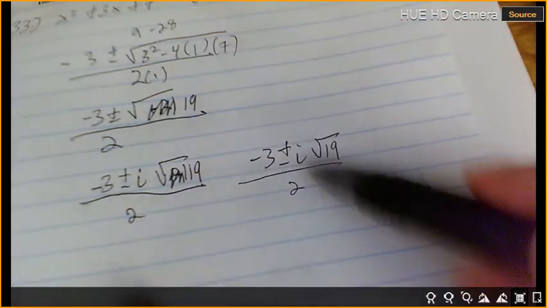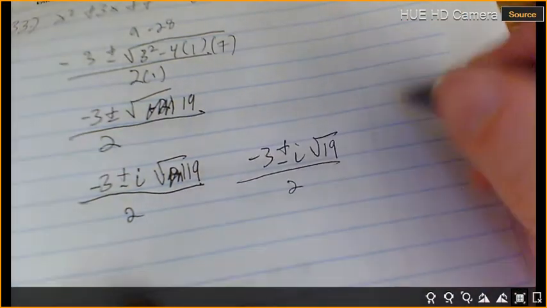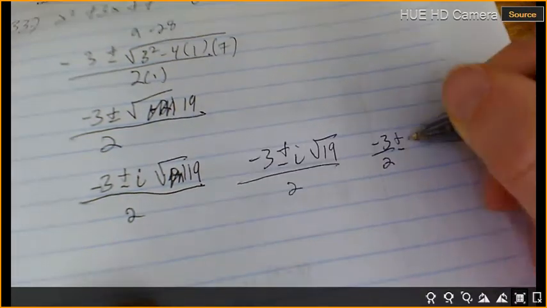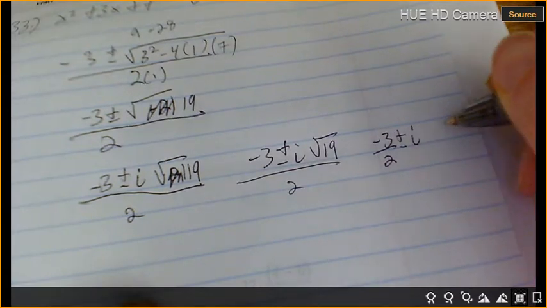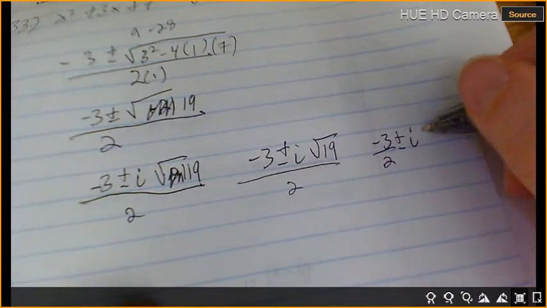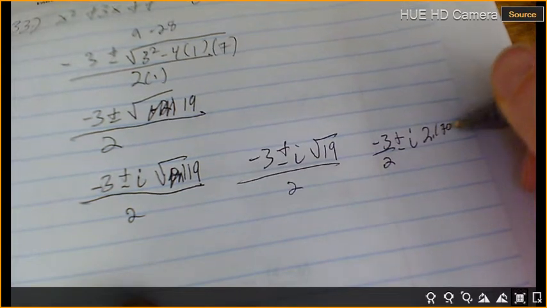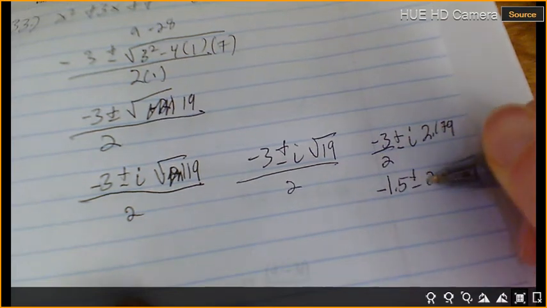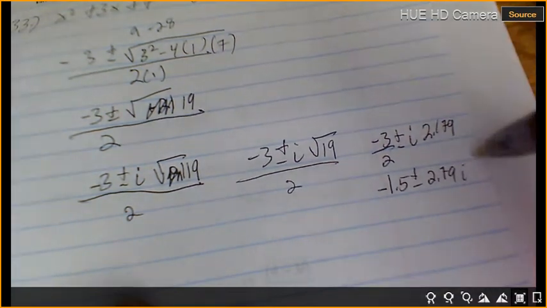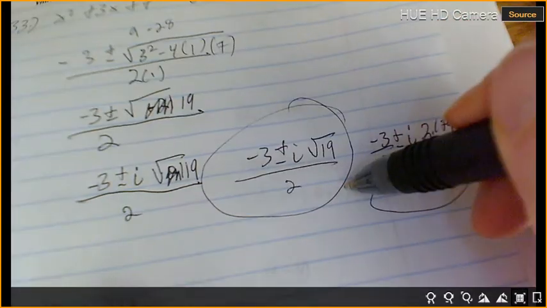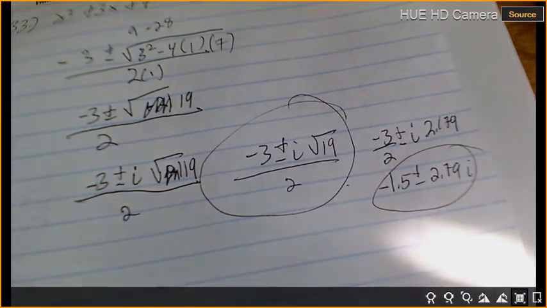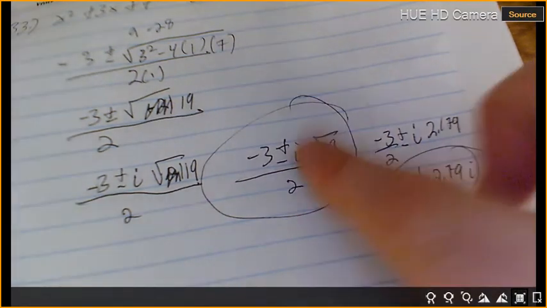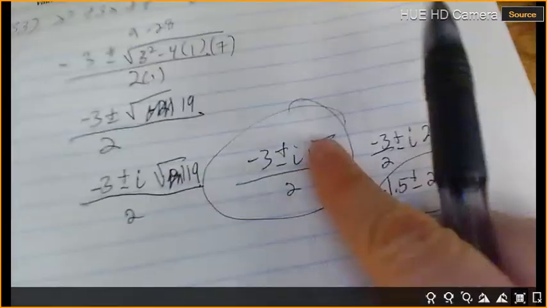Now, if I put the square root of 19 in my calculator, I'll get -3 over 2 plus or minus I, and dividing it by 2, I get 2.179. Or -1.5 plus or minus 2.179I. Okay? If you left it like this, you're fine. But if it's multiple choice and it's giving me answers that look like this, just put it in your calculator. Leave out the I. Just do this half and then do this half.